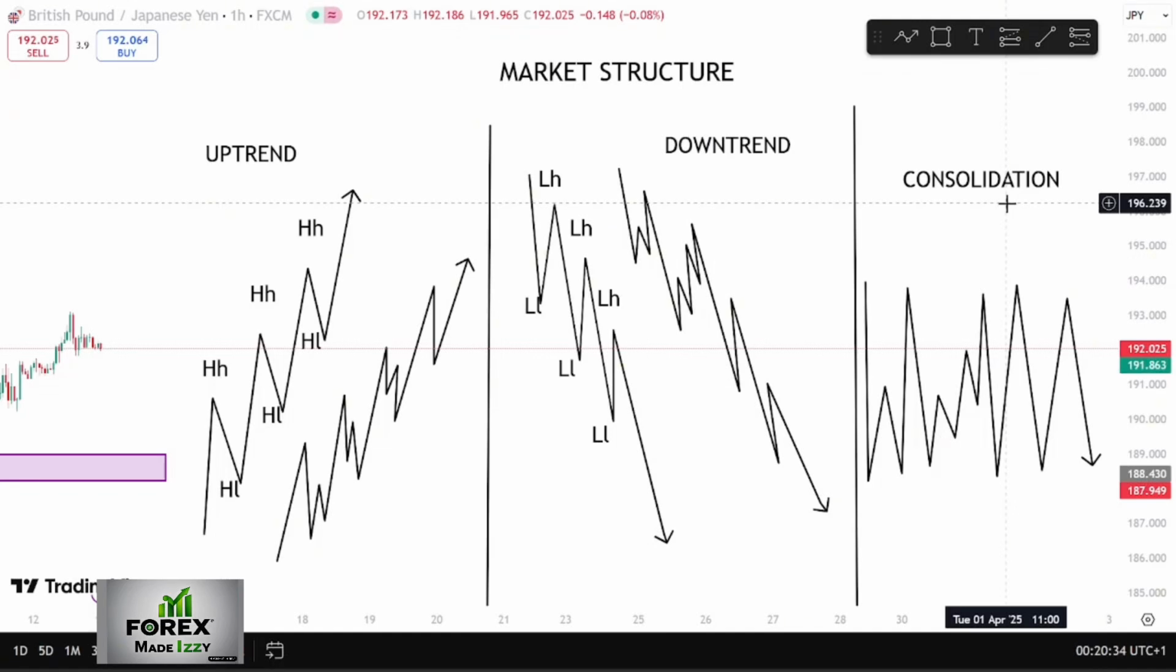Today I'll be talking about the market structure and showing you how it works on the Forex charts. Before we dive in, we'll have to talk about the market structure. Let's see what the market structure means.